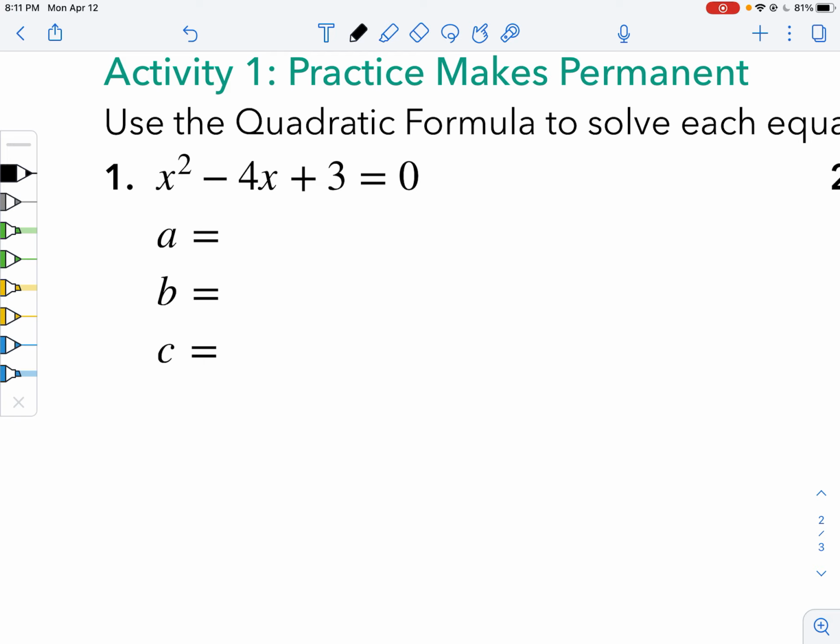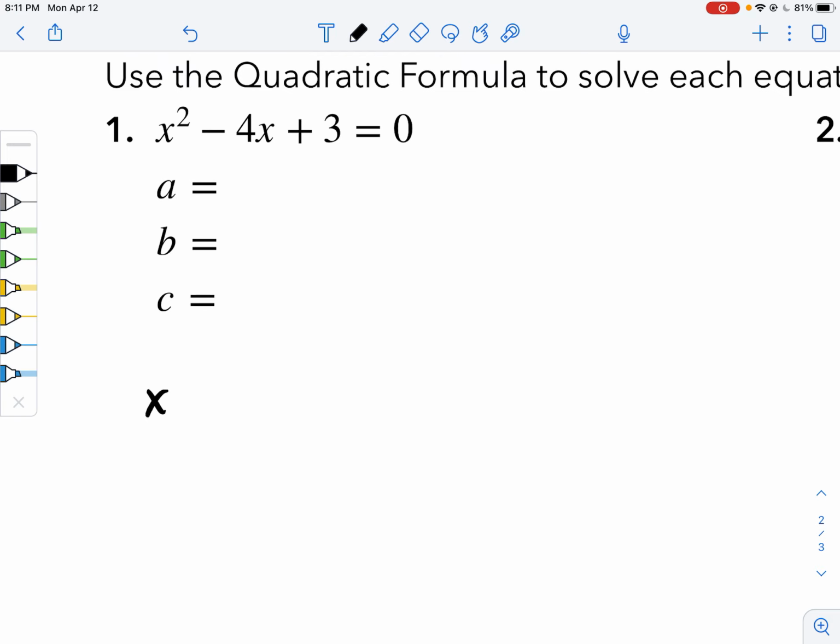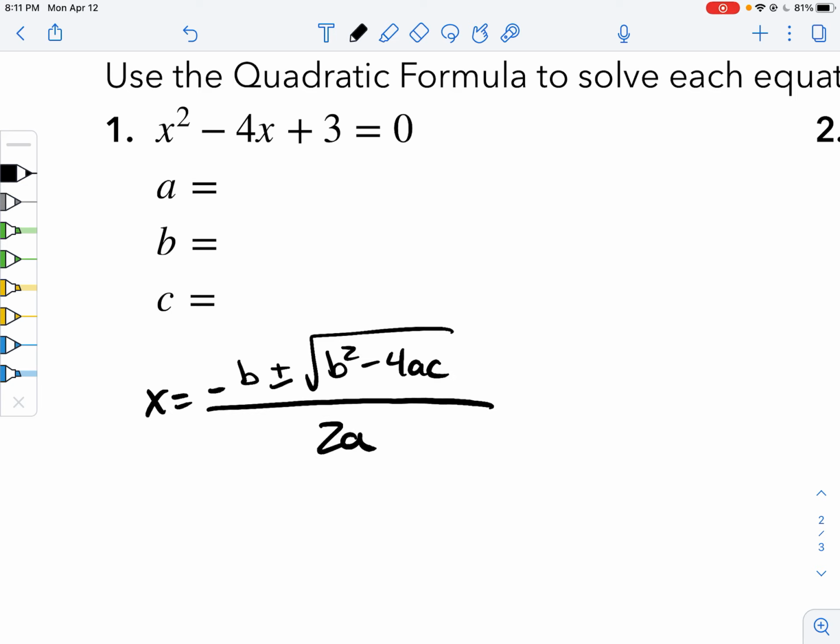Use the quadratic formula. Ready? X equals negative b plus or minus the square root of b squared minus 4ac all over 2a. Well, what is a? A is our first term. In this case, a is 1. B is our second term, so everywhere we have a b, we're going to put a negative 4. And c is our last one. Everywhere we have a c, we're going to put a 3.